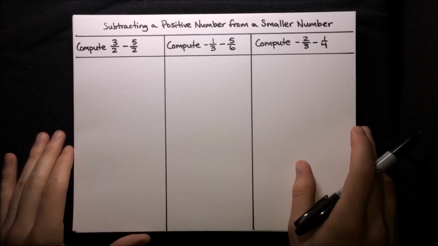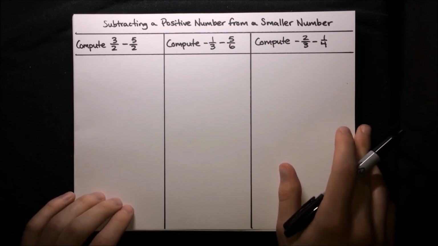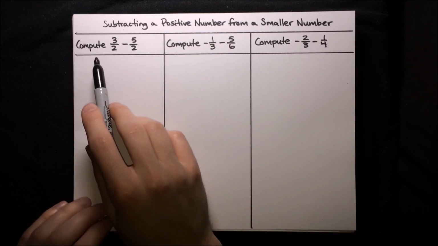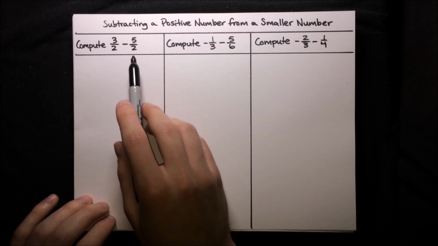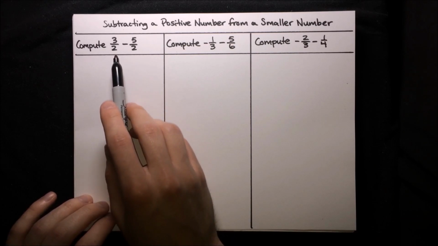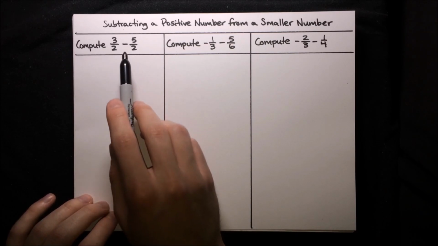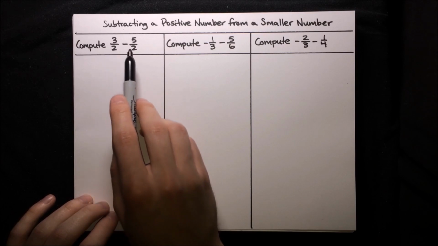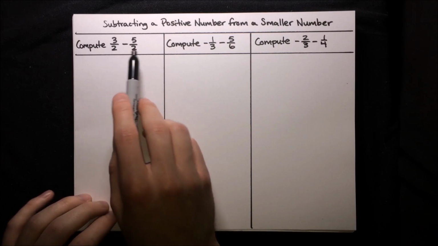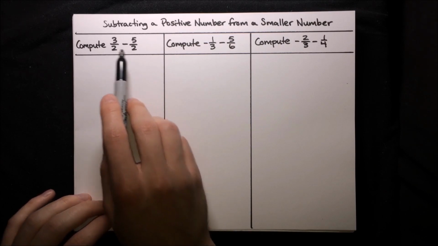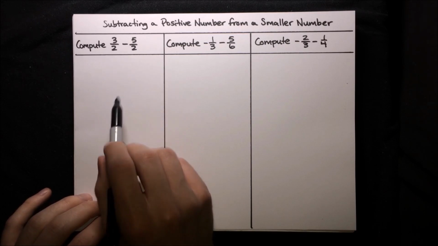Alright, so let's step up the difficulty a bit. Now we're working with fractions. First off, I want to compute 3 halves minus 5 halves. And remember, with fractions, you can add and subtract the numerators provided that the denominators are the same. In this case, they are the same. They're both 2. So we can just go ahead and subtract the numerators straight across.